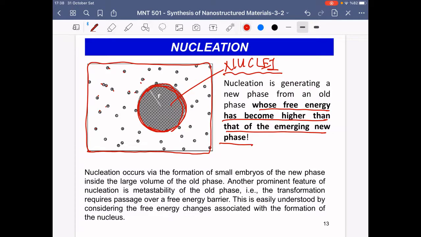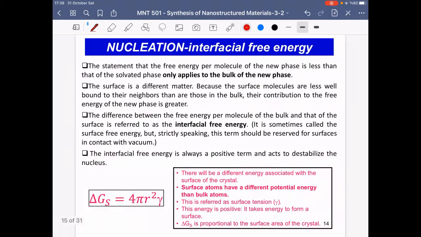Nucleation occurs via the formation of small embryos or growing units of the new phase inside the large volume of the old phase. Another prominent feature of nucleation is that it's metastable. We had seen those energy barriers, sort of like this. This is easily understood by considering the free energy changes associated with the formation of the nucleus. Okay, so let's go a little bit deeper.